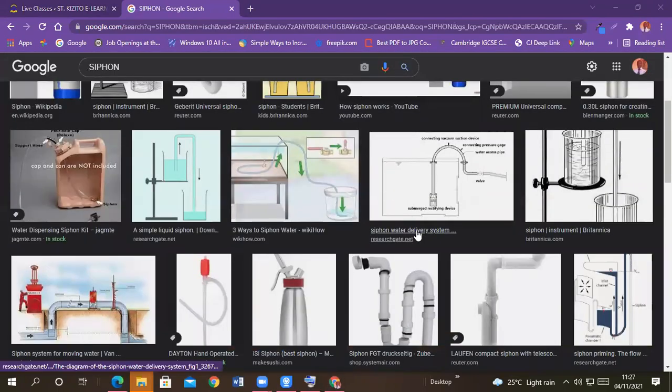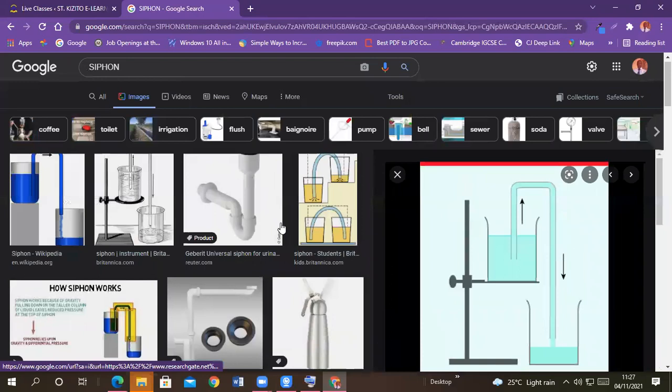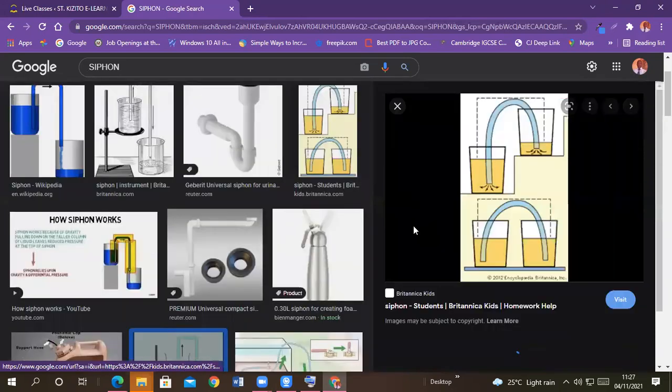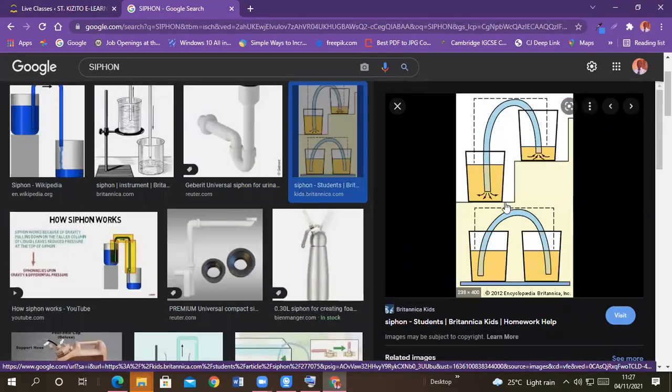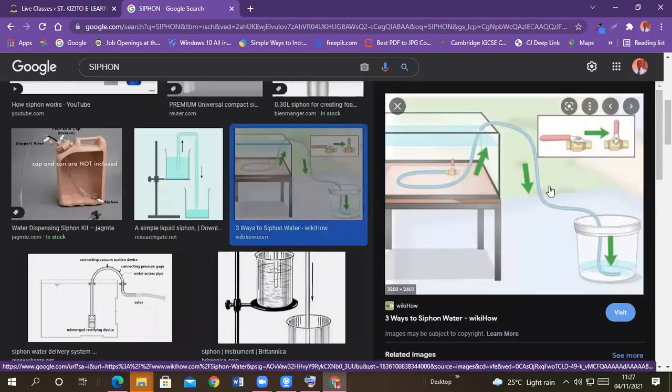Let me choose this one here. That's a siphon. How does it work? Even this is a siphon. That long tube there is what we call a siphon. Even this one is a siphon.